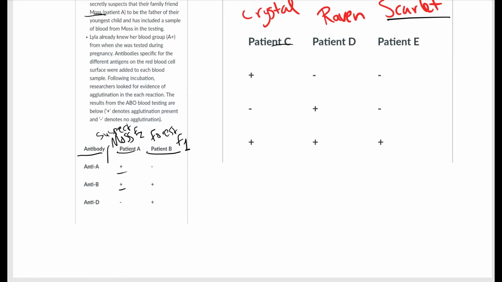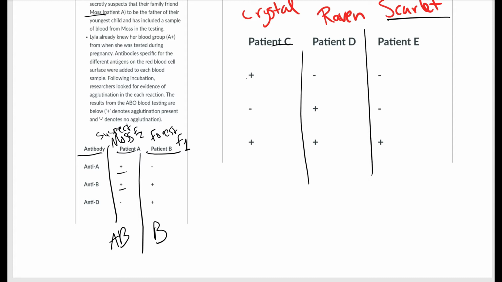As we can see here, the test has been done. For antigen A, we have positive, but what does that tell us, a positive? Here it says in the question, positive denotes agglutination present and minus means no agglutination. So when we have agglutination in A and B, that means it's an AB. We have no agglutination in A, agglutination in B, so that's group B.